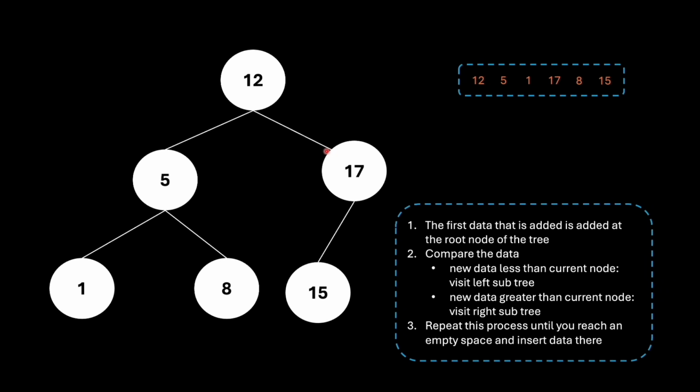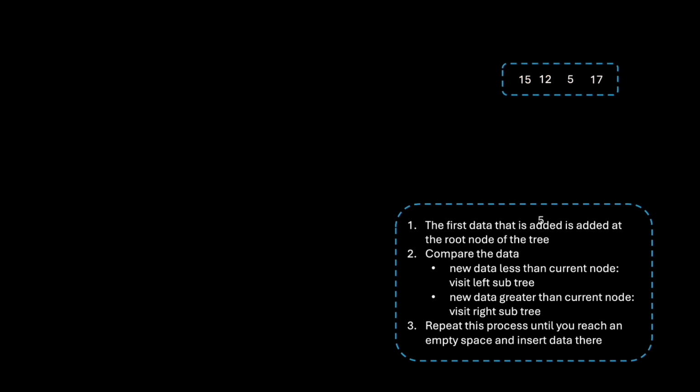Let's try one more example. So again, we have nothing here, so we have an empty tree. So the first data that is added will be at the root node. Here you go. So 15 is at the root node. Now let's add 12. We will compare 12 with the root node. 12 is less than 15, so we will visit the left subtree.